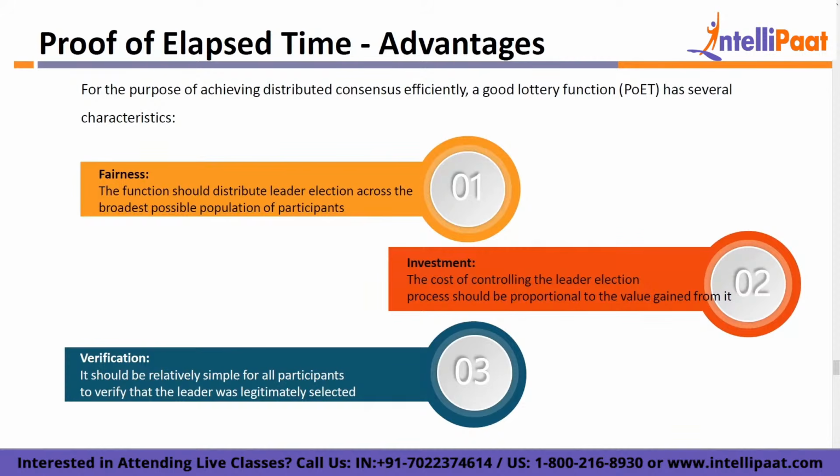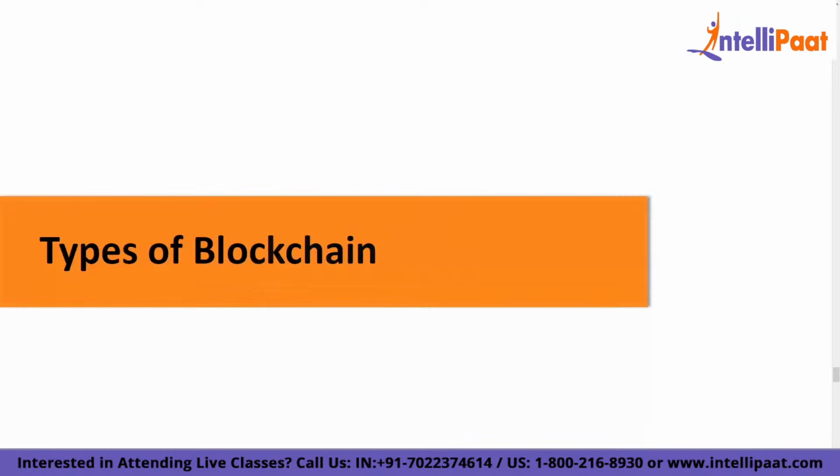Second was investment. The cost of controlling the leader election process should be proportional to the value gained from it. That means any validator node should not be investing too many resources, too much cost, in order to gain a little reward from the system against new block generation. Verification: it should be relatively simple for all the participants to verify that the leader was legitimately selected. Every node should be given a fair chance, and that is what this POET algorithm ensures, giving every node a fair chance in order to create a new block inside the blockchain network.